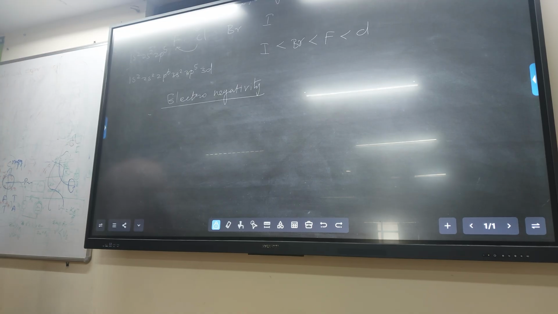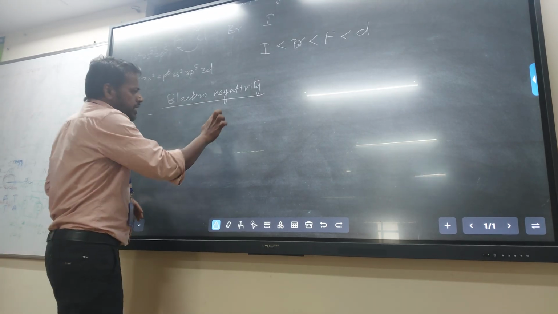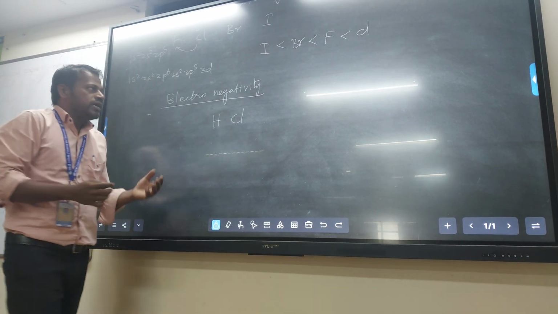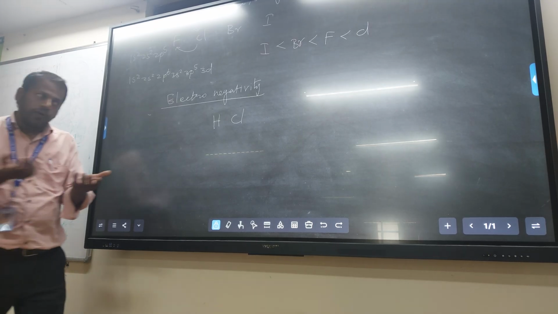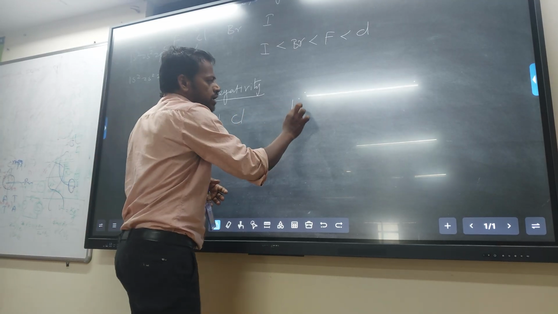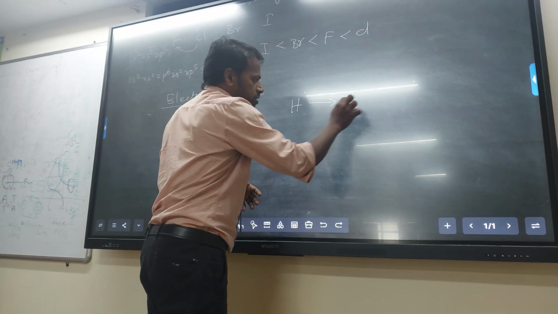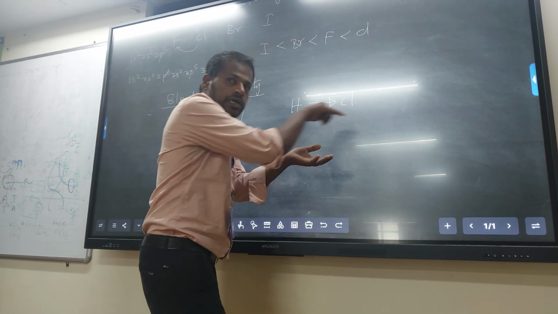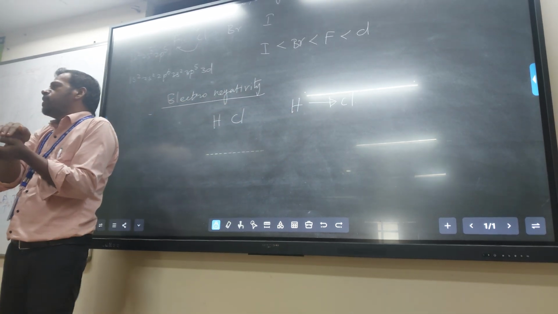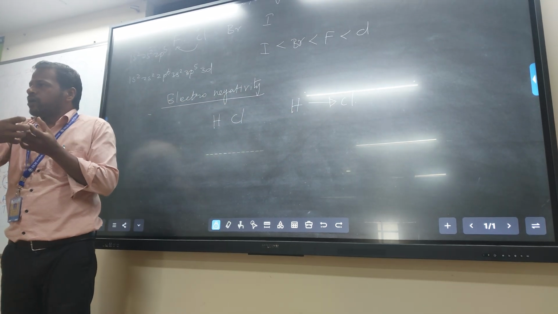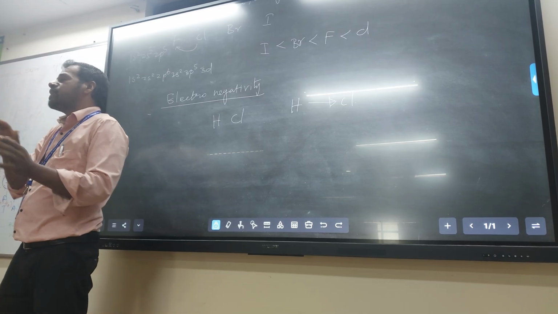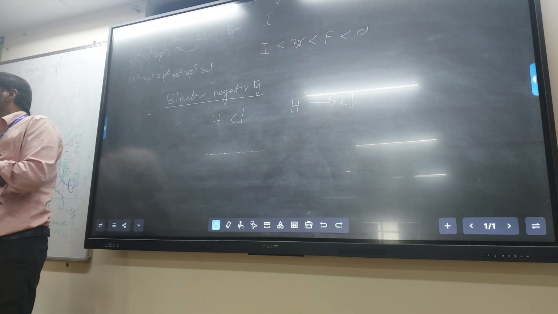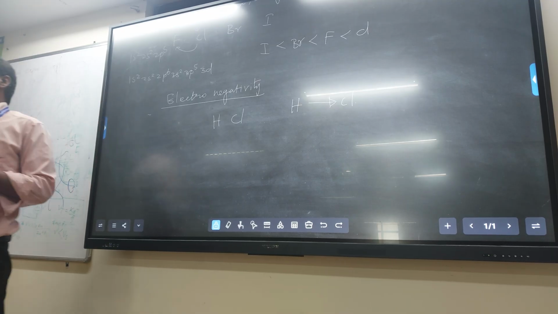For example, HCl. Which one is more electronegative? The more electronegative atom is chlorine. That's why we put the arrow mark towards the chlorine side. That is the meaning: more electron density is on the chlorine side than the hydrogen side. This is a comparison statement, and there is no unit for electronegativity.